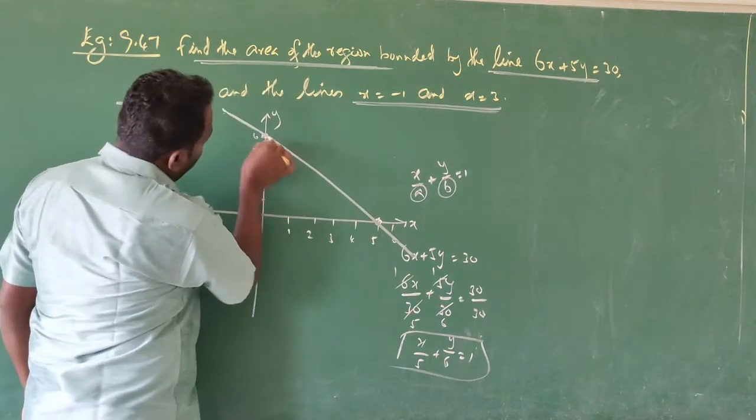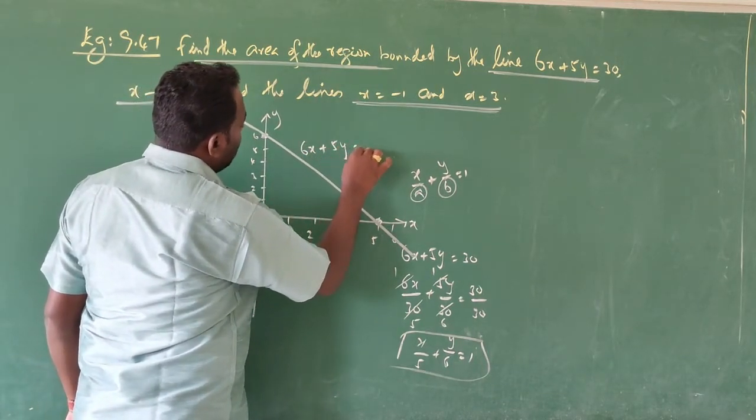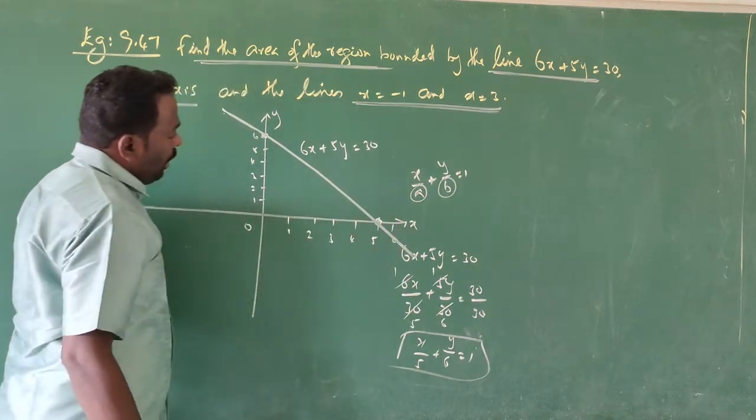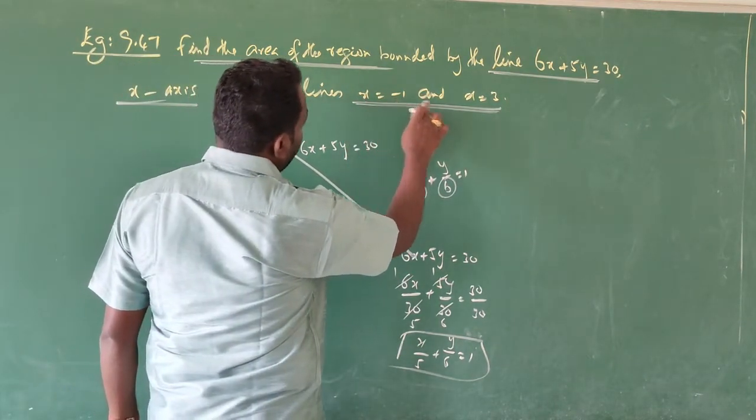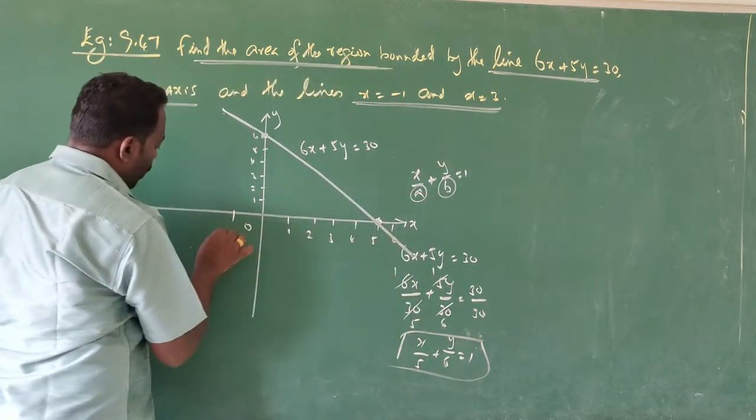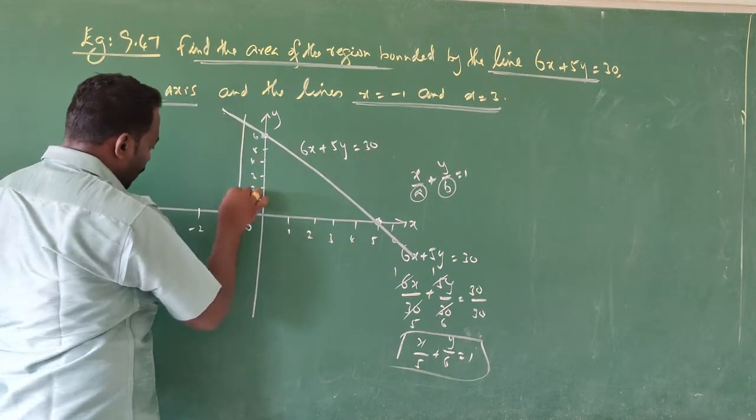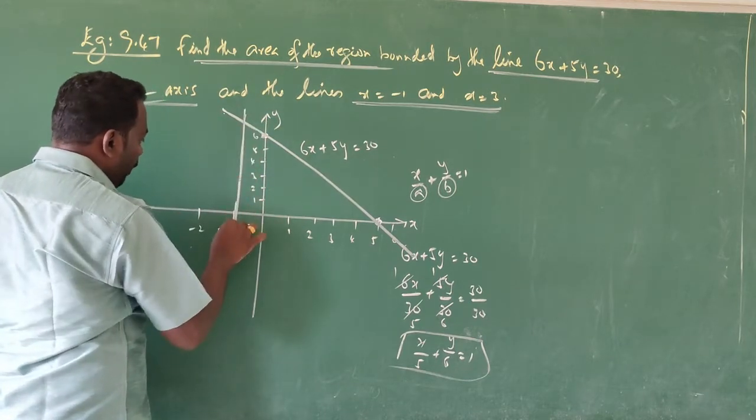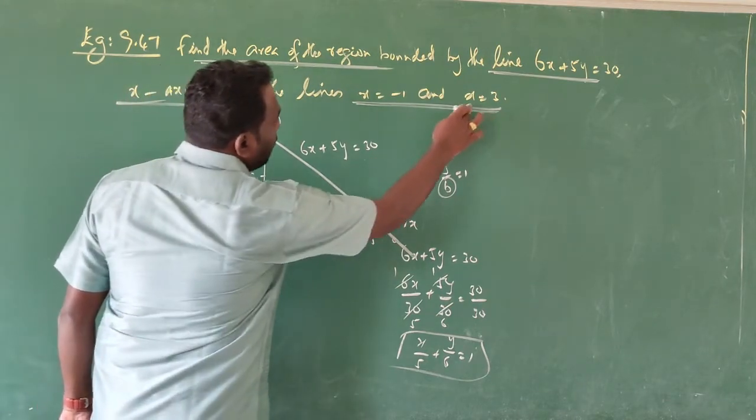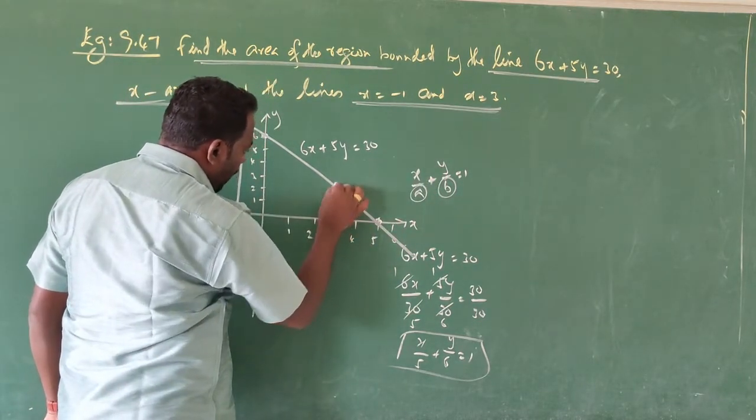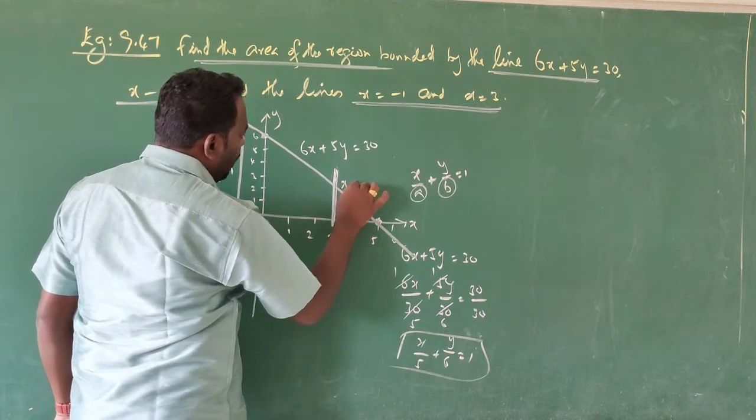Now we have made the line 6x plus 5y equal to 30. Now what is given? The given boundaries are x equal to minus 1 and x equal to 3. Put the line x equal to minus 1 as one of the boundaries. Another boundary is x equal to 3, and we draw it as another boundary. This line is x equal to 3.